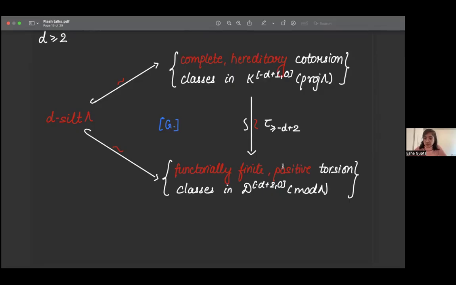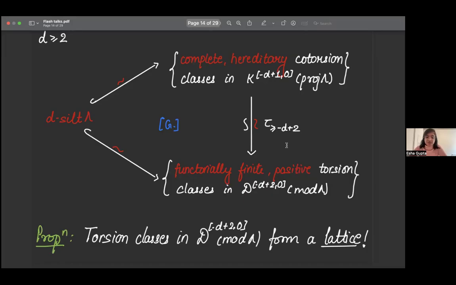What I want to point out here is that if I take d equal to 2, then this truncation functor tau greater than or equal to 0 is the same as the zeroth cohomology functor. So this triangle for d equal to 2 restricts to the previous triangle that we saw. And finally, we show that the torsion classes in these truncated derived categories also form a lattice. The next thing that I want to do is to define what this category is and what it means to be a torsion class in here.